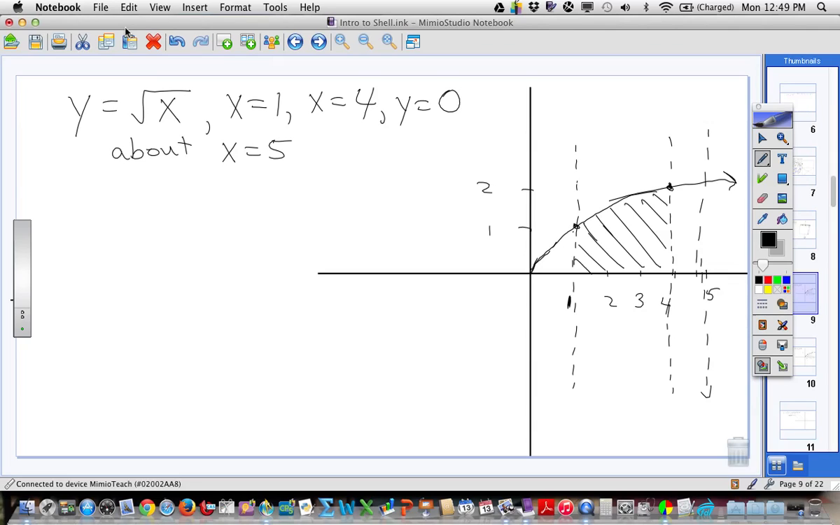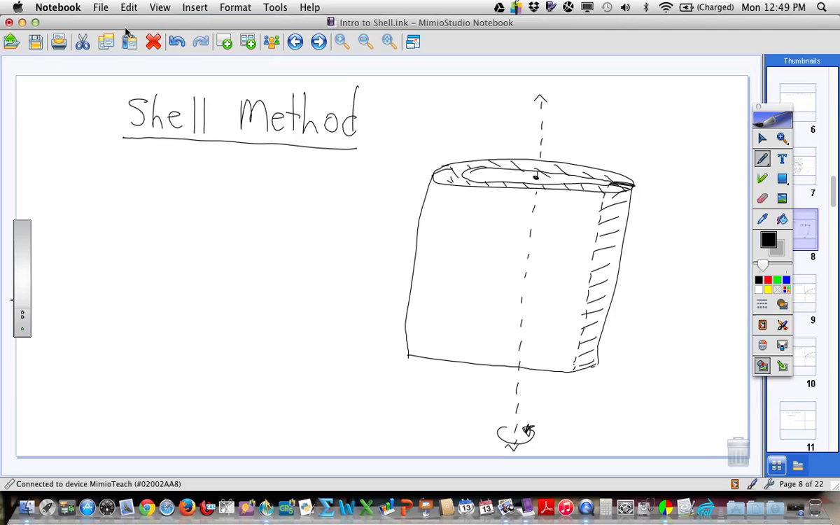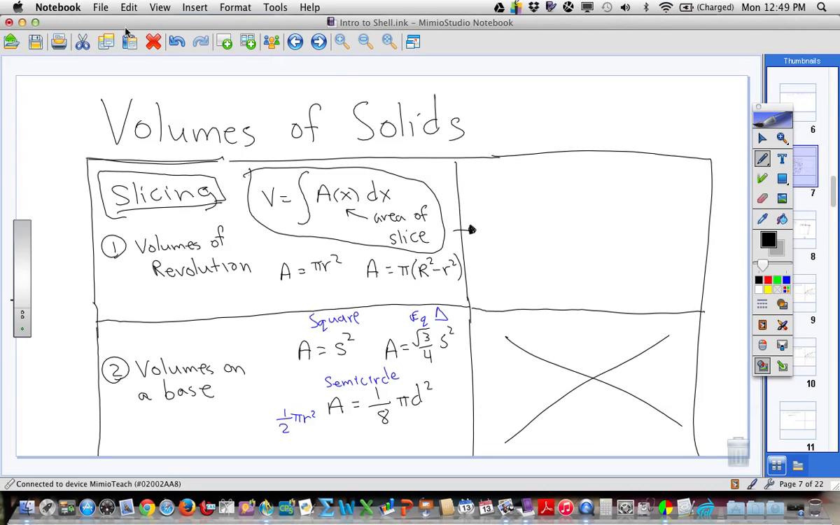Okay, let's back up a minute. First of all, we're revolving this region, right? So we're talking about one of these two situations. Now, what's the difference between these two? Solid slices, no empty space. One has empty space. Does this have empty space? Yes. This has empty space. So we need an outer radius and an inner radius, right? We need a big R and a little r.